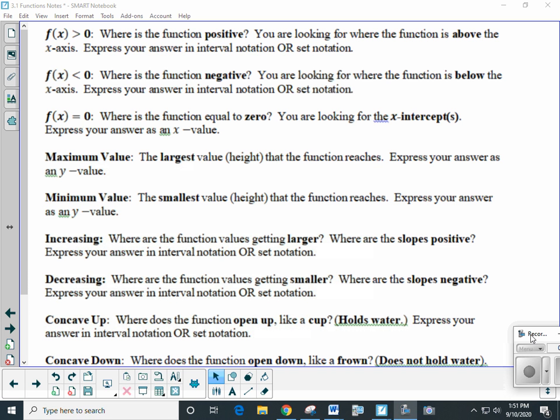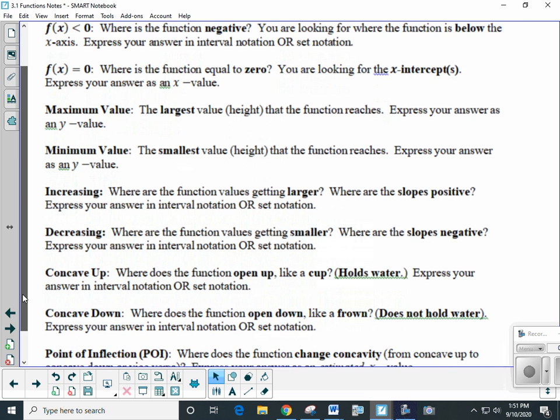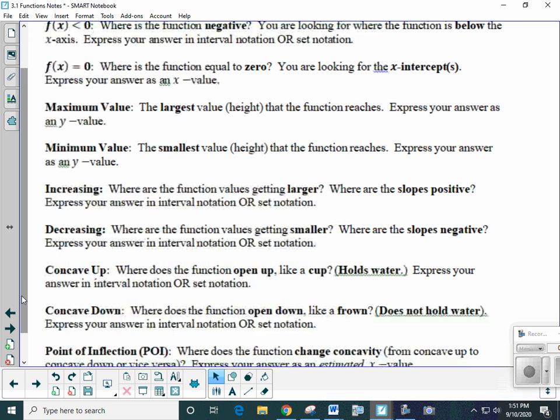Concave up looks like a cup and would hold water. Concave down, I say it looks like a frown. It would not hold water. Water would run right out of it.